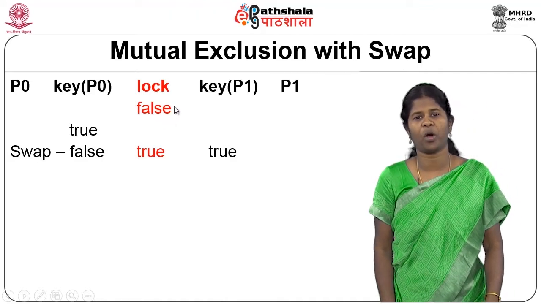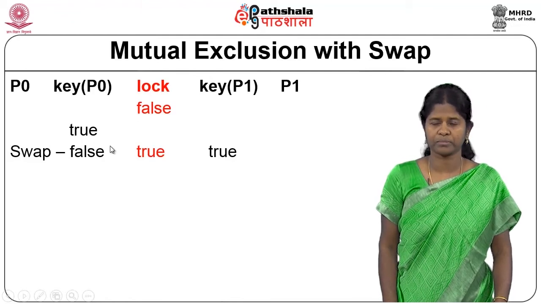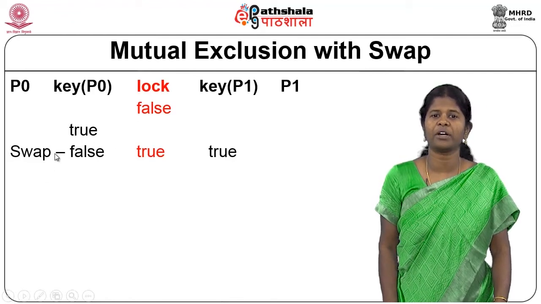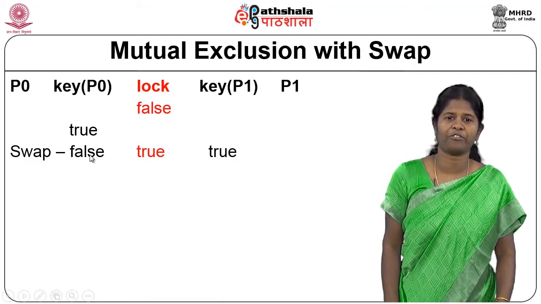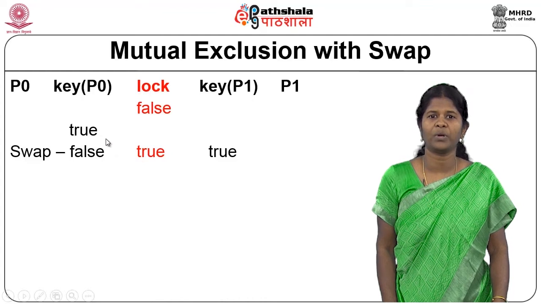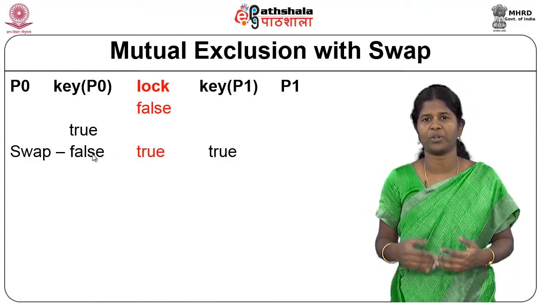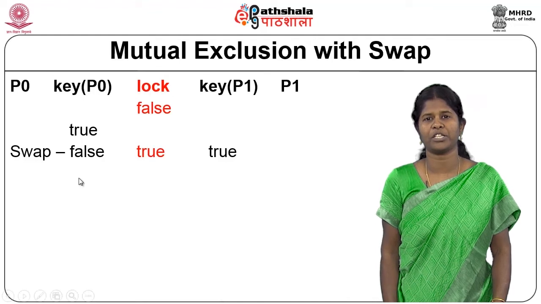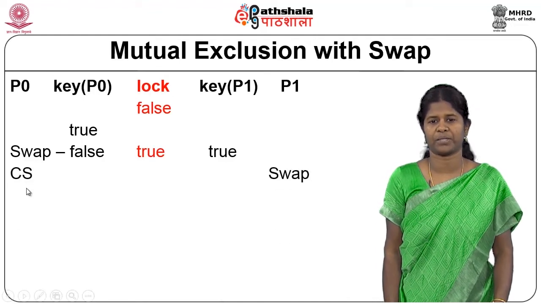What is the value of lock now? The value of lock is false. The value of key is true. So, the swapping of lock and key will result in the value of key becoming false and the value of lock becoming true. And now, when the value of key becomes false, process P naught comes out of the while loop and enters the critical section.